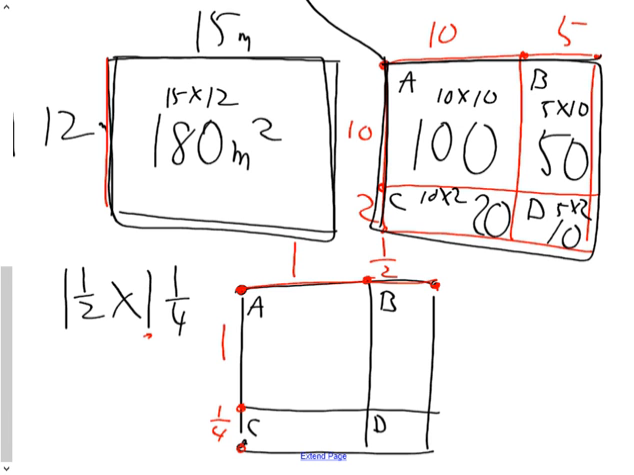So let's start with area of A. This is a pretty easy one. What is the area of this part of our rectangle? What are the length and width of that? 1 times 1. And what is the area then of A? 1. That's pretty easy.